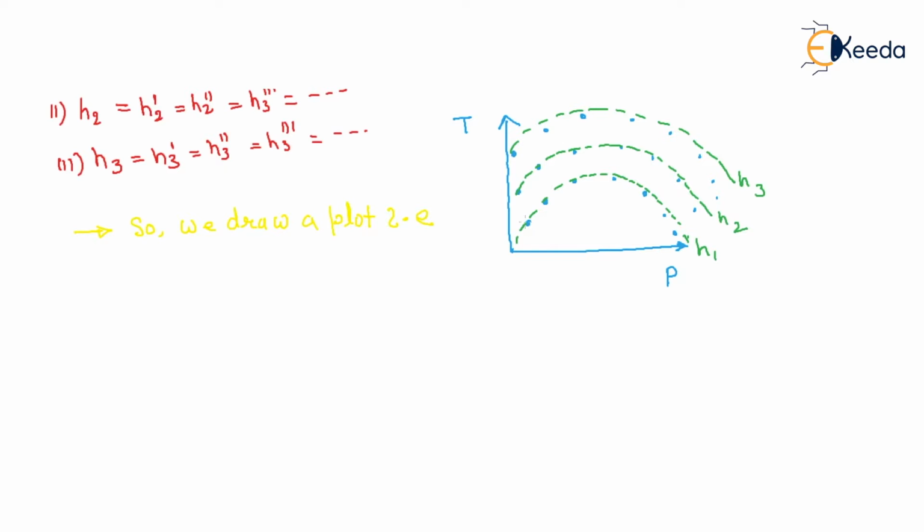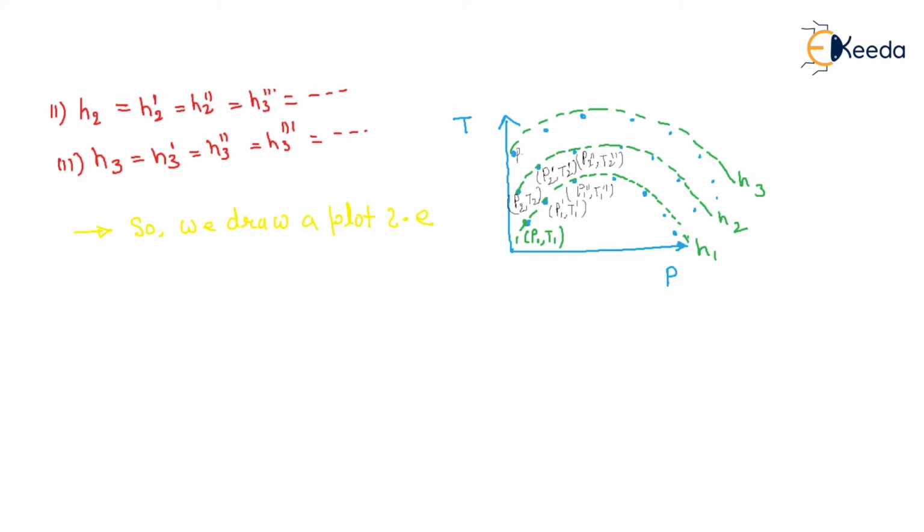So what is this? This is your P1 T1. And what is this? This is your P1 dash T1 dash. What is that? P1 double dash T1 double dash, like that. And what is this point? P2 T2 at inlet, and corresponding to that P2 dash T2 dash, P2 double dash T2 double dash. So there is an enthalpy H2.